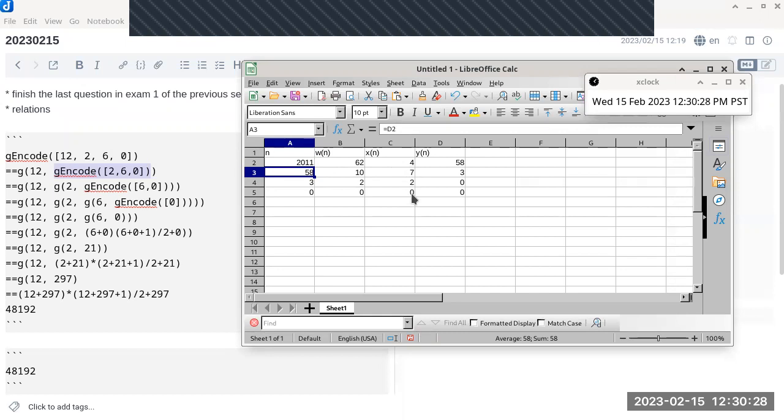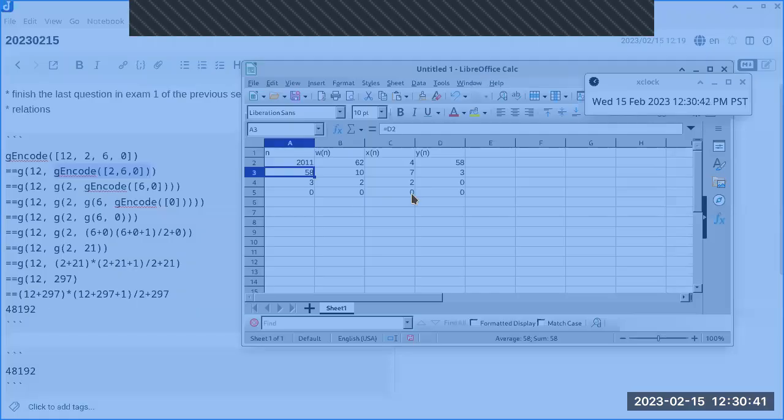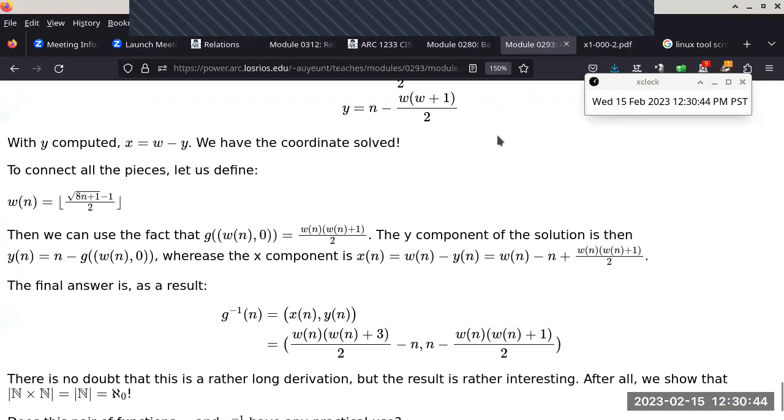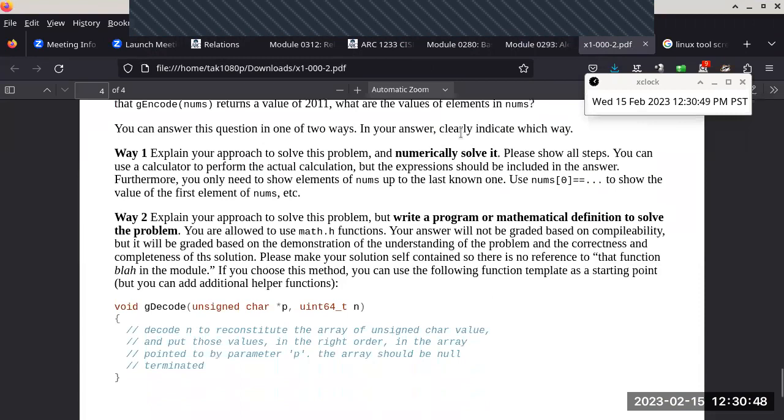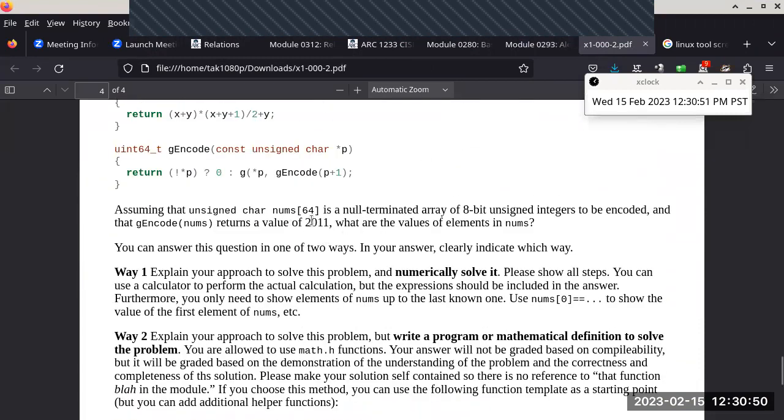Is there a preference, or do you just accept both? Both of what? Both of them. So let's go back to the question. The question is very specific that you start with a value of 2011. The 48,192 is just the example that I came up with today.